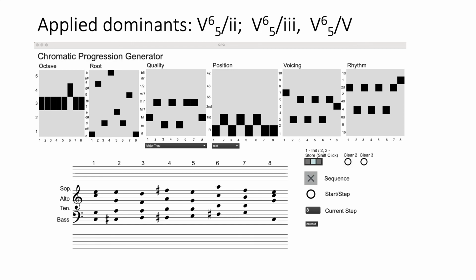In this first view of the chromatic progression generator, we see the applied dominant chords leading to the supertonic. That's to say the second chord leading to the third chord. That's a 5 of 2. The fourth chord leading to the fifth chord, that's a 5 of 3, resolving to the 3. And then in chords 6 and 7, a 5 of 5, resolving to the dominant 7th chord in the key in the 7th chord position.